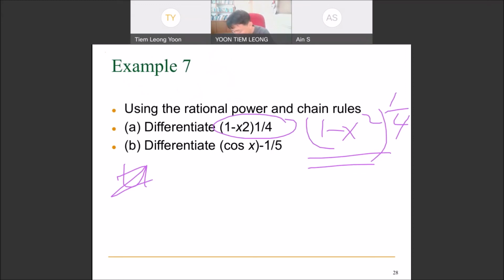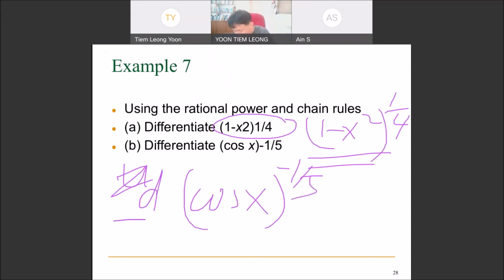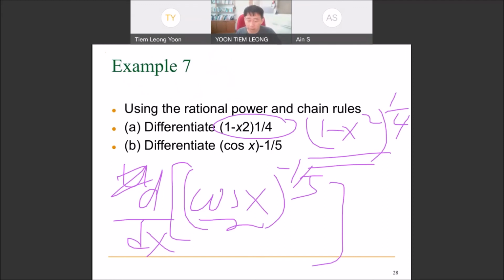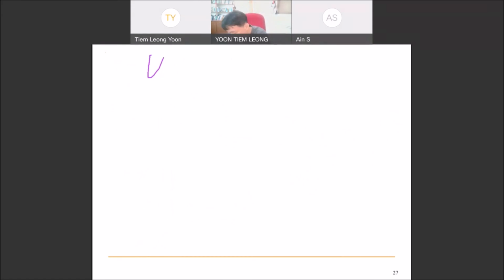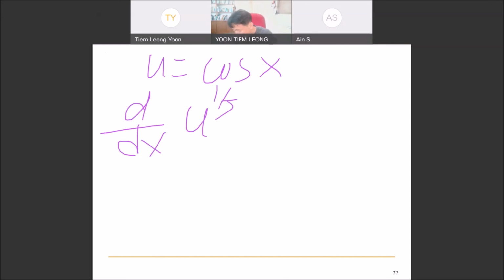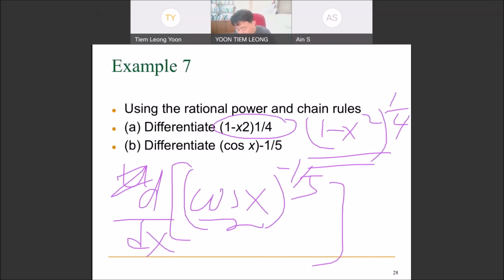You have cos x raised to the power of minus 1 over 5. Right? So this is again an illustration of the application of this formula. You can here see that u could be defined as a function of cos x. So you can call u your cos x. Like u is a function of x, then d/dx of u raised to a power of minus 1/5 is just what we are looking for. So we are looking for d/dx of cos x raised to the power of minus 1/5.